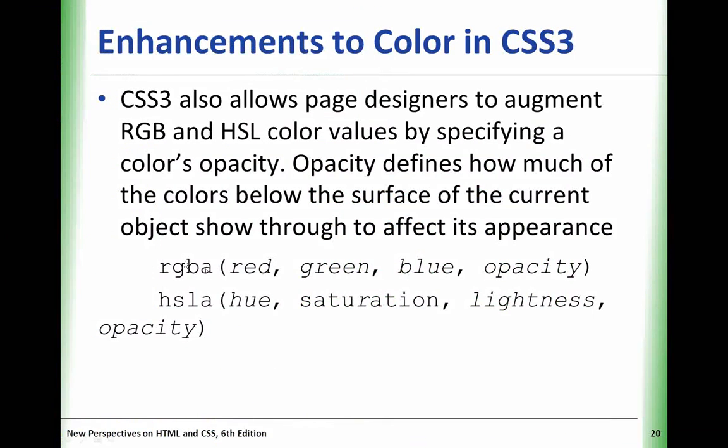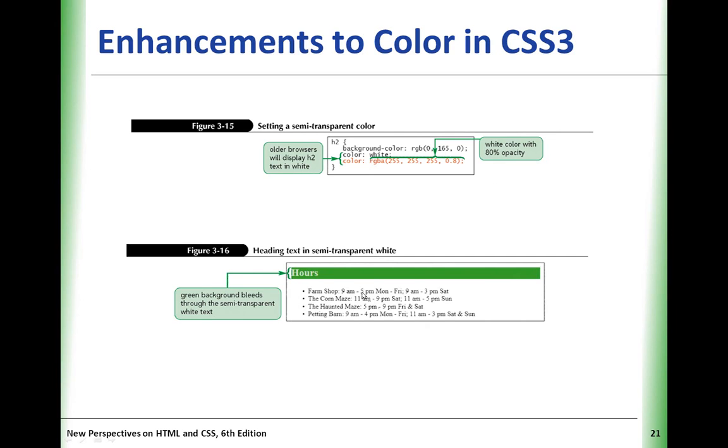So we could make both statements, and with CSS3 we can also specify the color's opacity, which means how transparent it is. So we can say RGBA and say red, green, blue, and opacity, or HSLA and then hue, saturation, lightness, and opacity. So to set a semi-transparent color, we're going to have to add that A feature there.